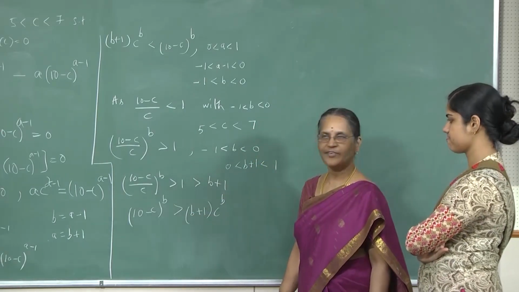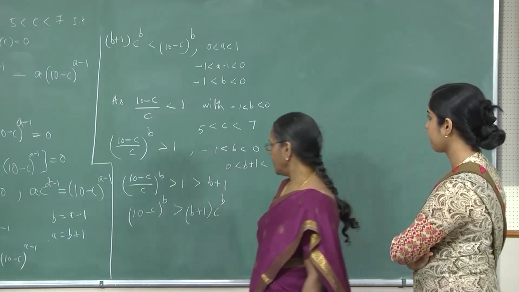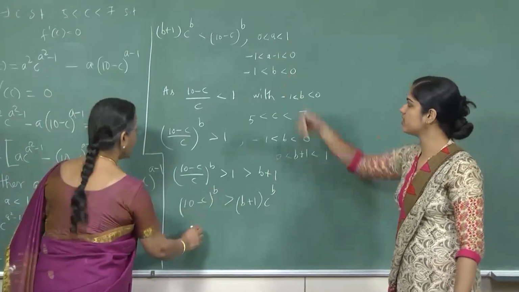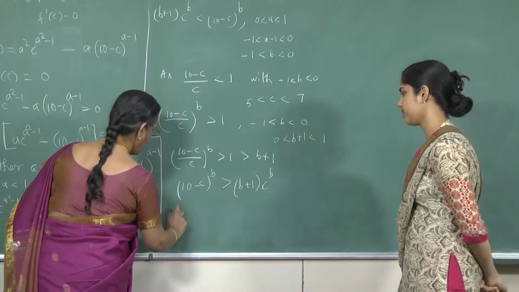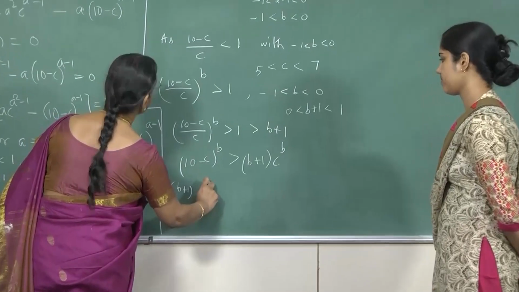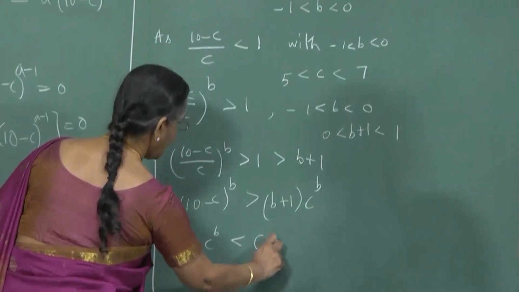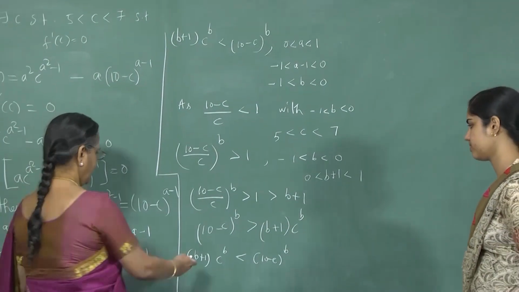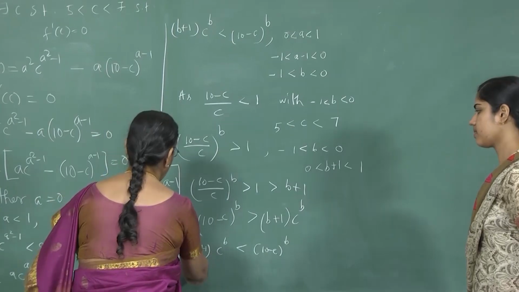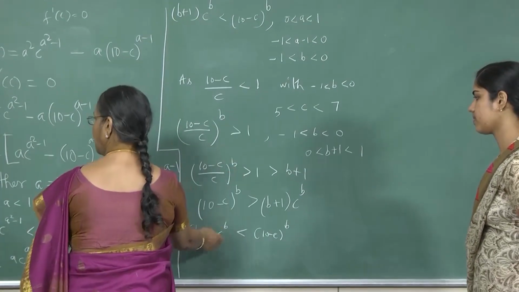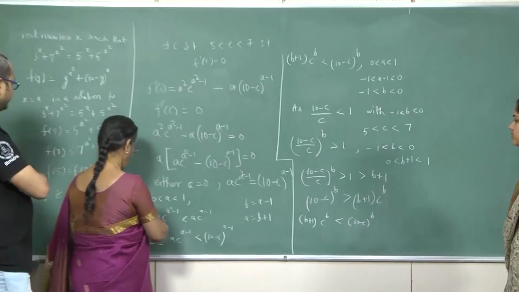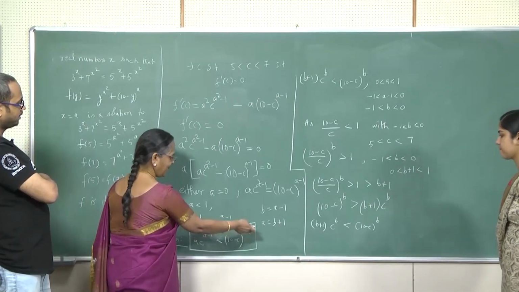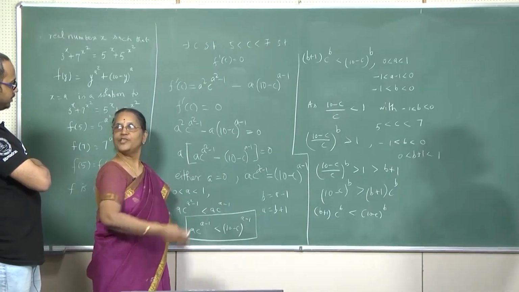So I go back and write in terms of a. That is what we wanted to show, that b plus 1 into c to the power of b is less than 10 minus c to the power of b. So the claim is a c to the power of a minus 1 is less than 10 minus c power a minus 1, which has now been shown.